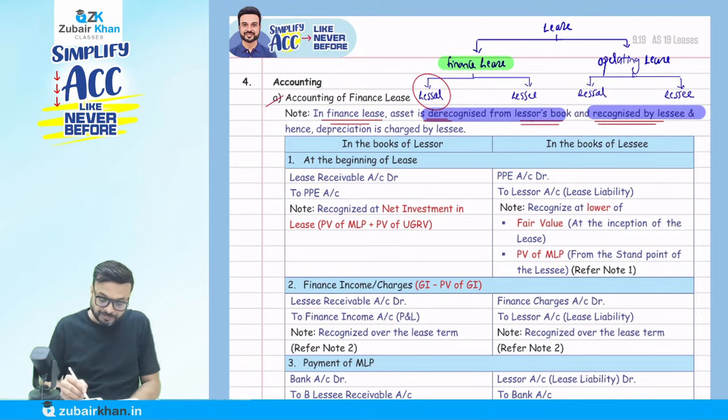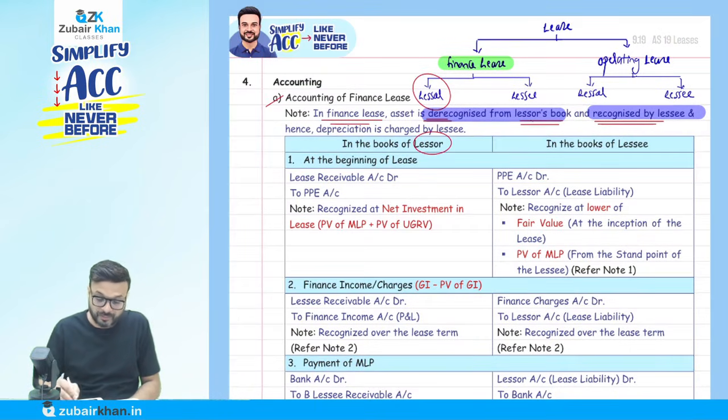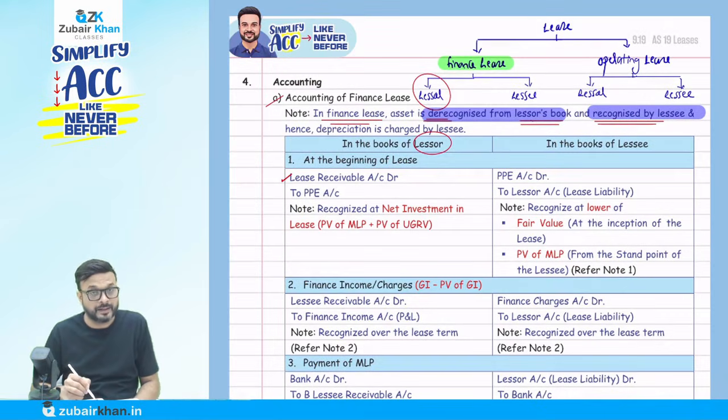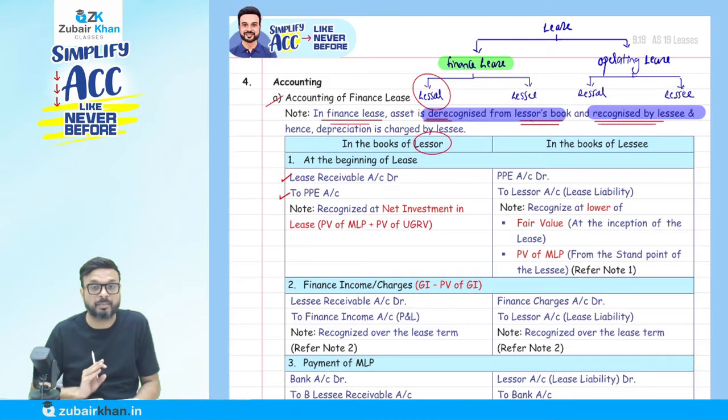Now understand this. In the books of the lessor, we are talking about a finance lease. So the lease receivable account will be debited, and the property, plant and equipment asset account should be credited. But remember, at what price is he going to record it?